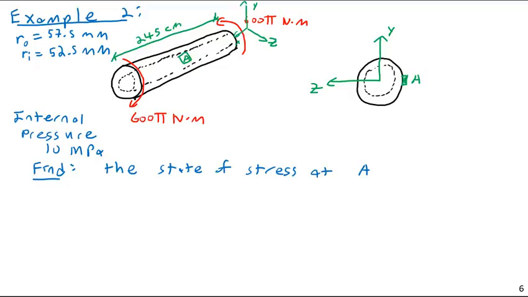10 to the 6th pascals. Convert to units. Let's do pressure. Atmospheres, a little bit of a side note here. Okay, so that's 99 atmospheres, which for certain industrial applications, like drilling, might be useful. 245 centimeters seems rather short for a drilling shaft, but whatever. So we have a 600 pi Newton meter moment applied to this thing, but it is also pressurized to 99 atmospheres. This seems like a very bad idea, but oh well, let's not worry about that.